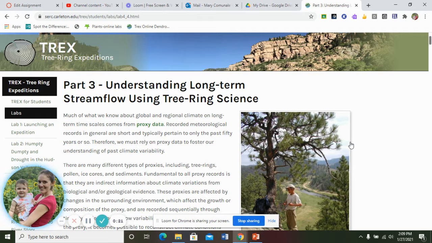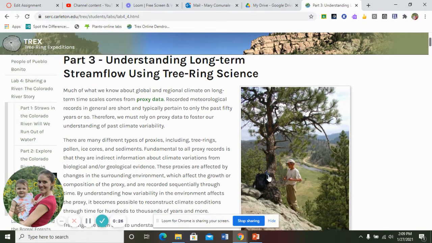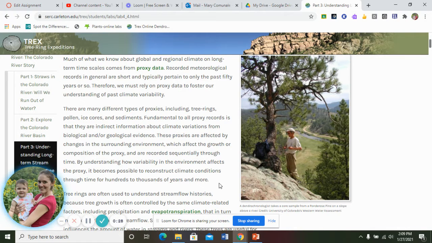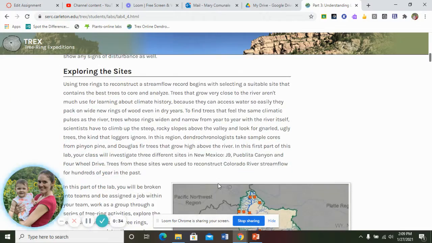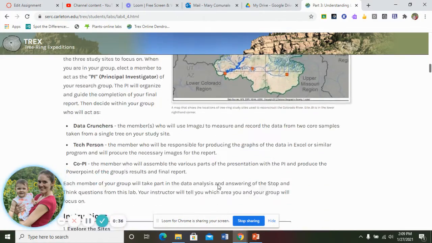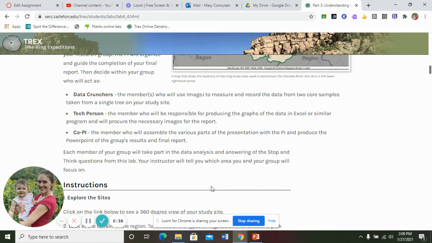What you're going to be doing is creating a small PowerPoint on one of these areas. We've talked about tree rings, and we've talked about the climate changing, and you're going to be able to pick from different sites, and then you'll be exploring them a little bit.